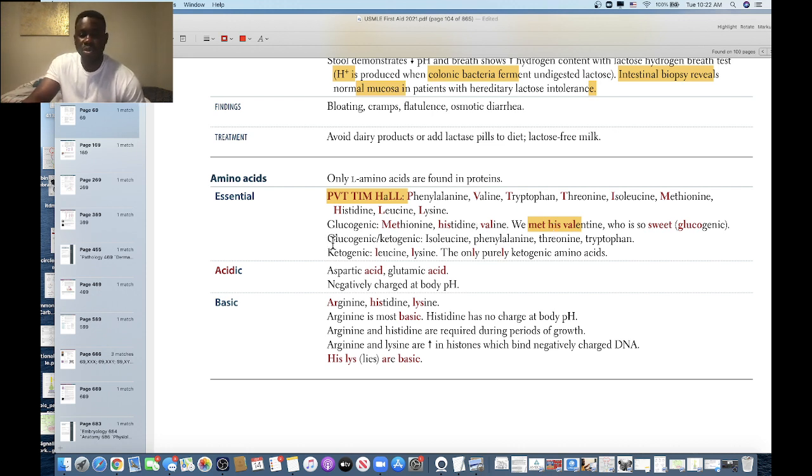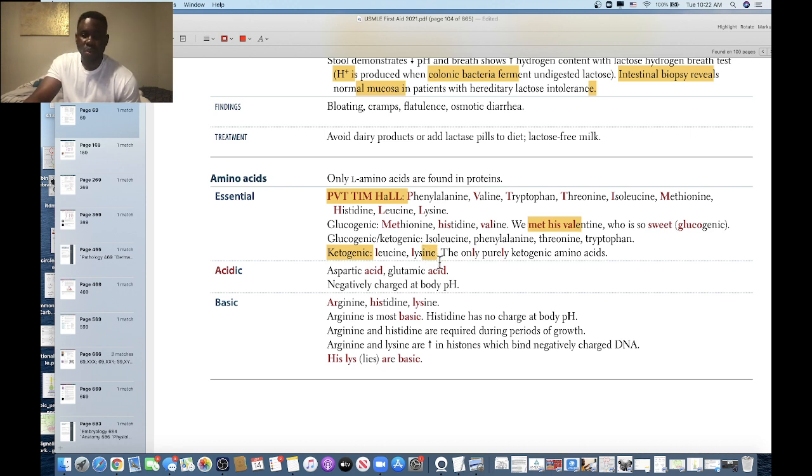We have those that can be used to make both glucose and ketones, so glucogenic and ketogenic. That is isoleucine, phenylalanine, threonine, and tryptophan. We have those that are only ketogenic. That is leucine and lysine.